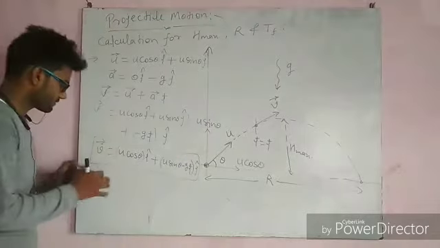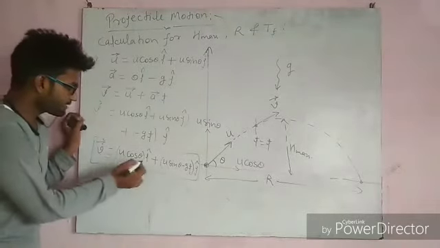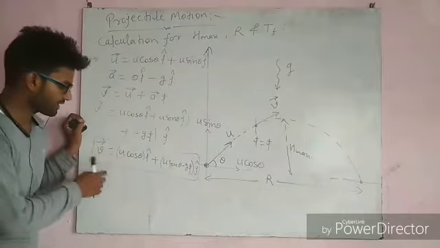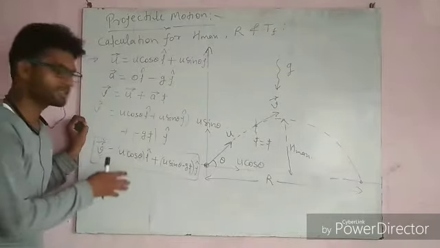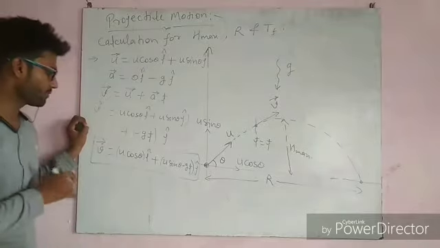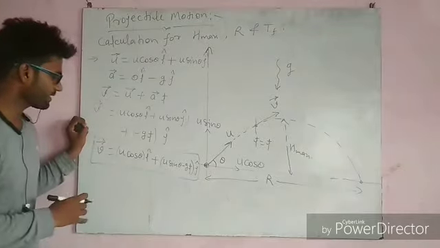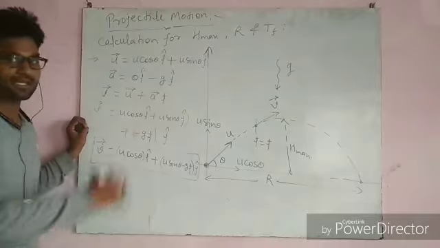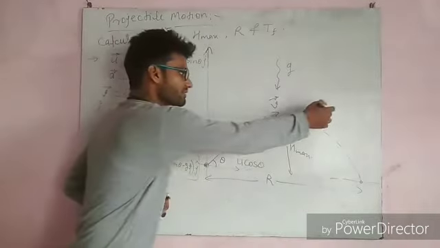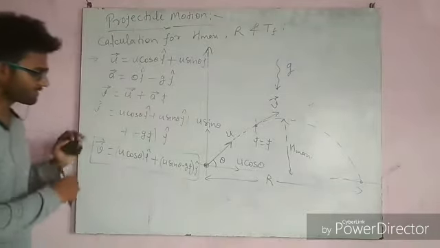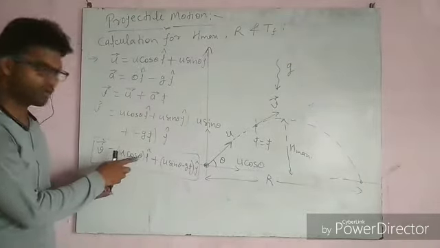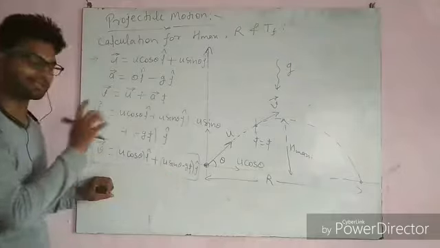Now just look at this velocity vector. The x component of this velocity vector is independent of time. That means this value is not changing with time. Why is this value not changing with time? Why is velocity not changing in the x direction? Because there is no acceleration in the x direction, right? That's why velocity is constant throughout the motion in the x direction.